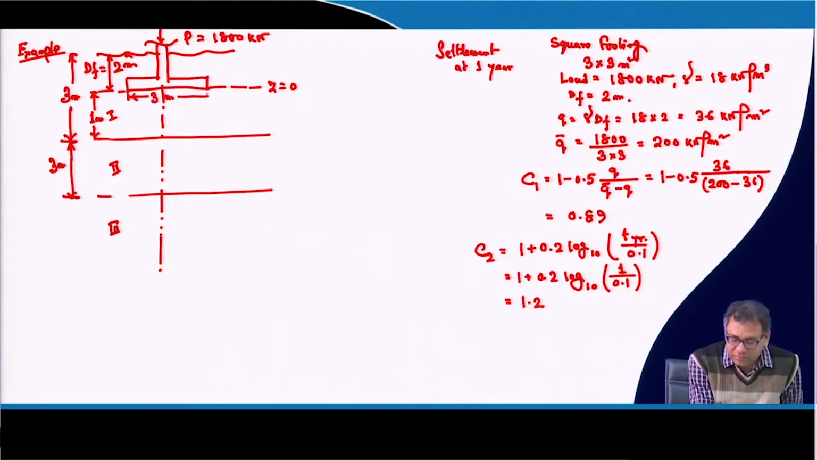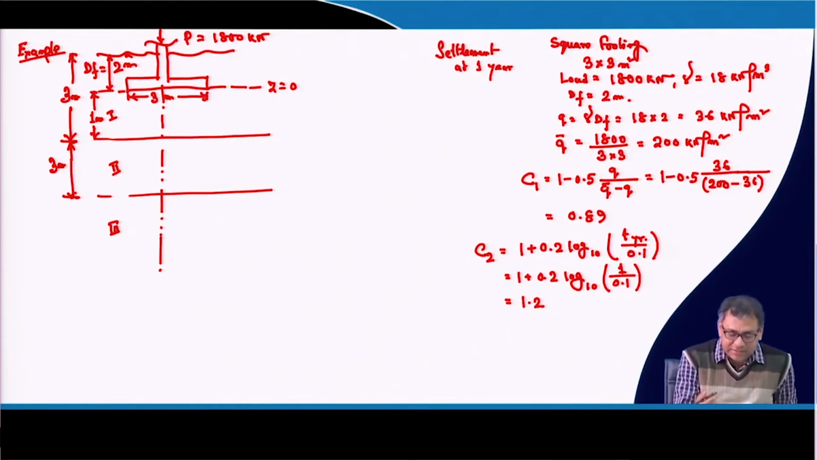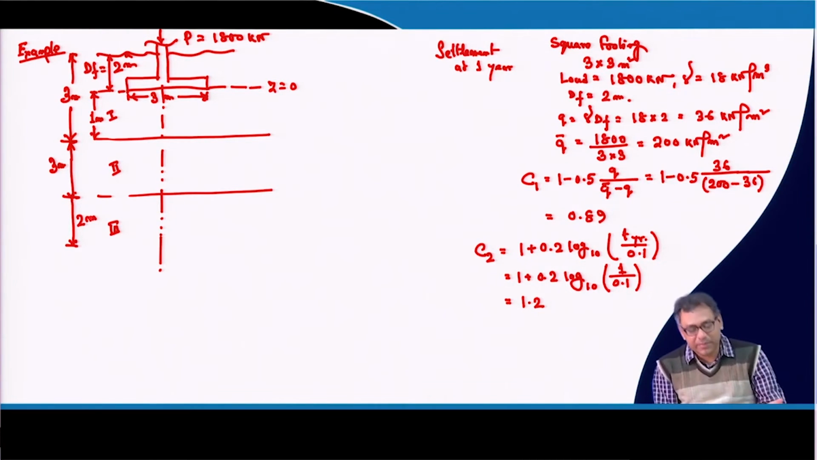It is a square footing whose dimension is 3 meter, so the influence zone will be up to twice B, so it will be 6 meters from the base of the foundation. Twice B, B is 3, so 6 meter from the base of the foundation. So, 1 meter will be on the first layer, 3 meter on the second layer, that is 4, and the remaining 2 meters will be on the third layer.